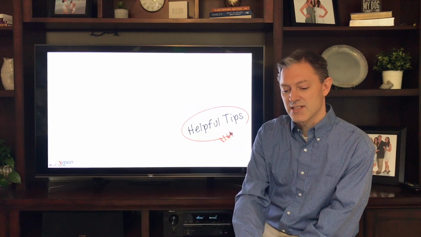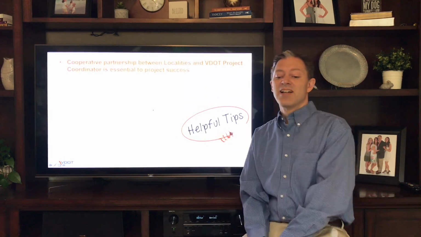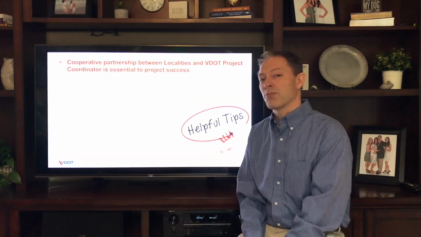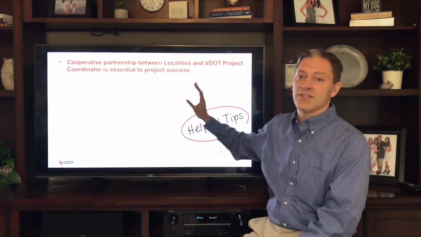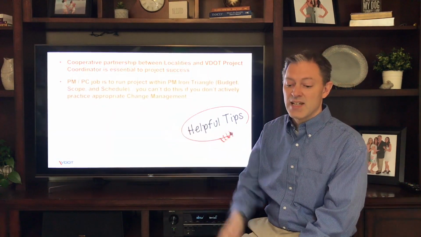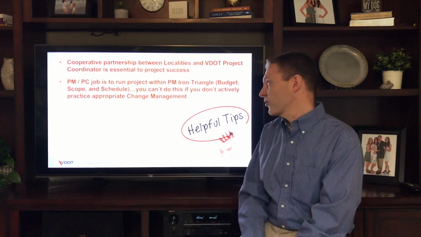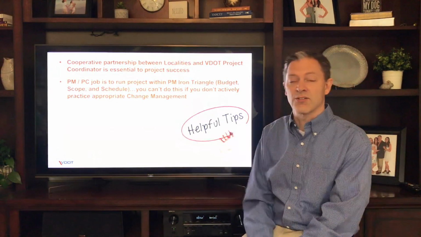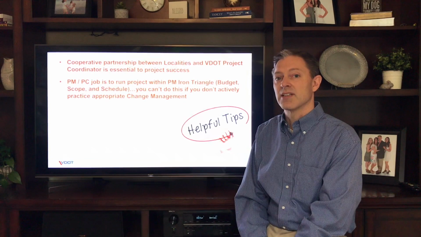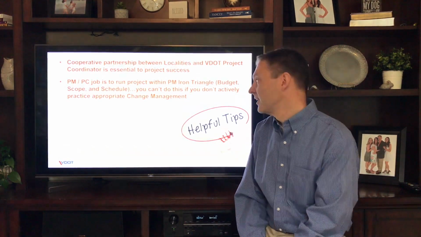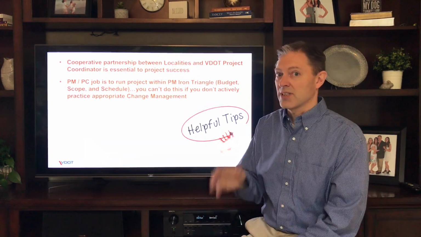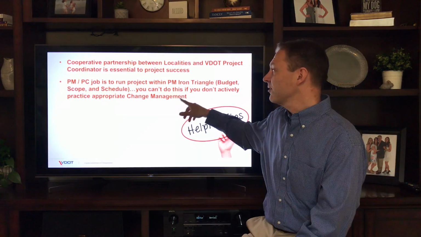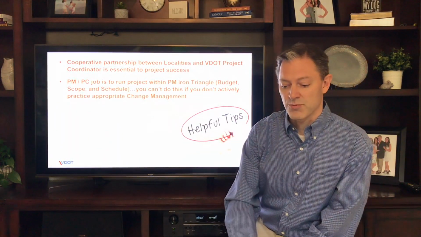Hopefully you'll find these helpful. The first is, for a successful project, a cooperative partnership between the localities and VDOT is truly essential. And the PM's job is to run within that iron triangle. You need to operate the project within the constraints of the budget, scope, and schedule. It sounds simple. It's much harder than that, but it sounds simple. And to do that, you have to practice change management procedures.